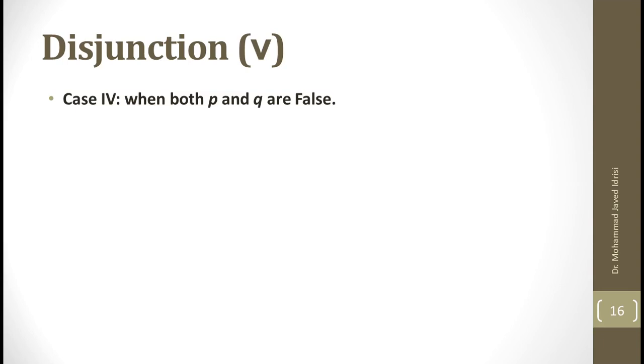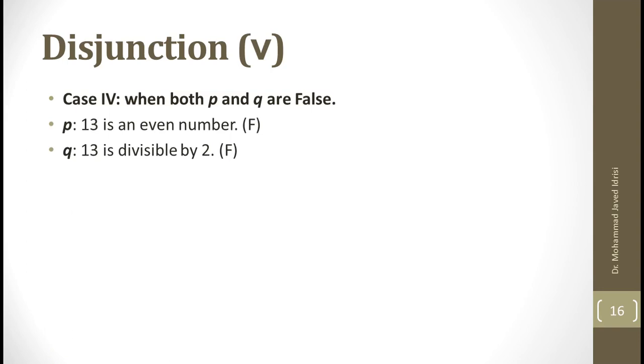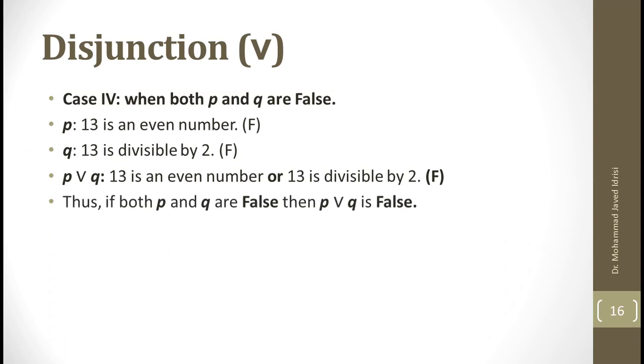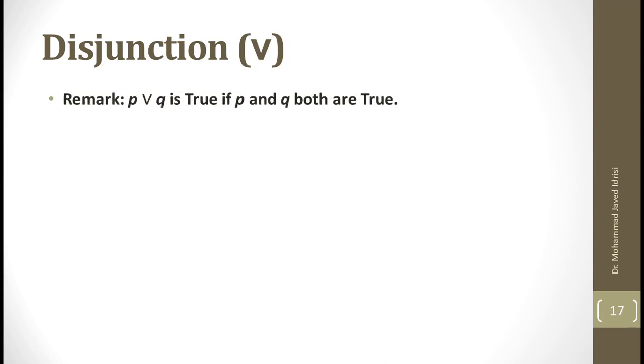In the fourth case, we consider both P and Q are false. Here P is 13 is an even number, which is a false proposition, and proposition Q is 13 is divisible by 2, which is also a false proposition. So the disjunction is 13 is an even number or 13 is divisible by 2 is a false proposition. So the disjunction of P and Q will be false if P and Q are false.